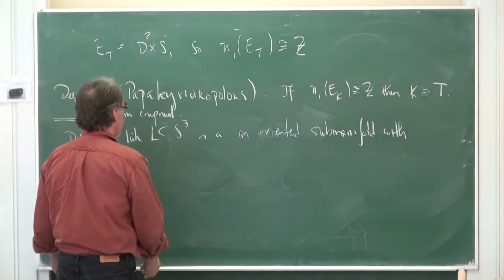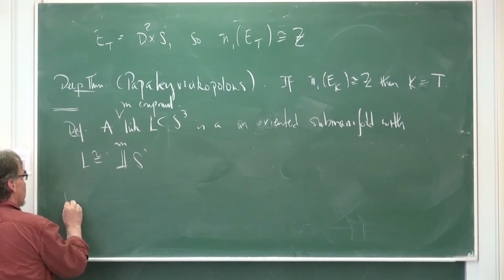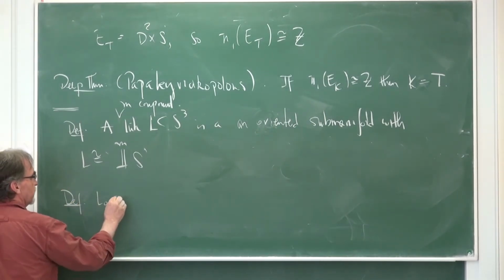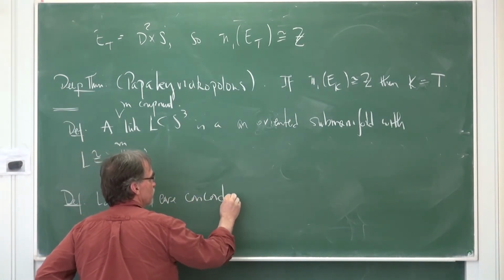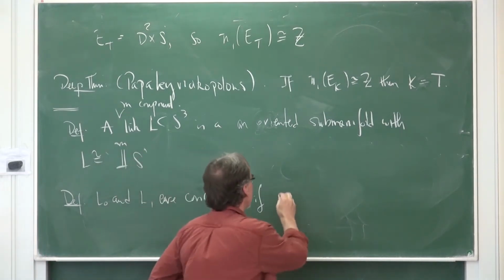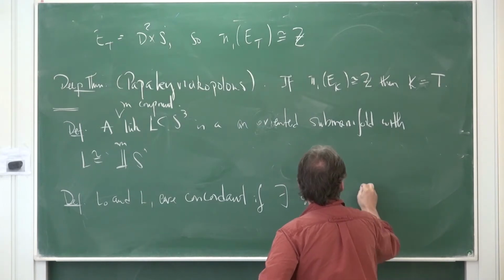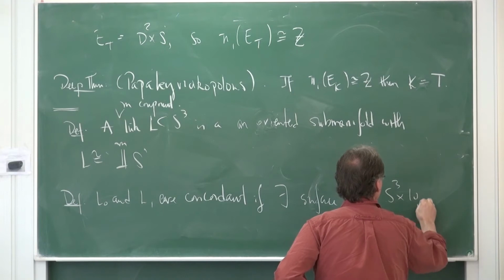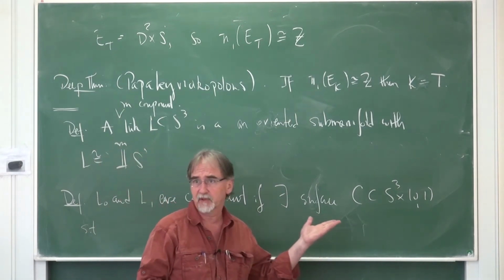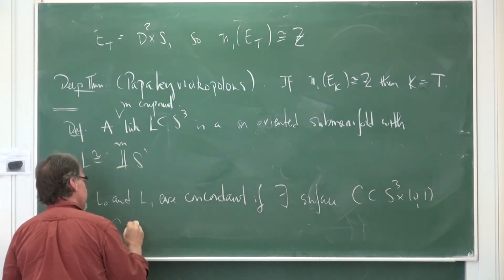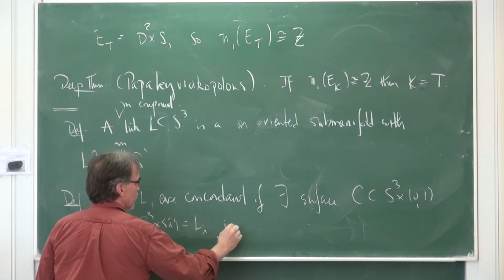And I'm going to be particularly interested in the notion of concordance, which is a very central and old notion going back to Fox and Milnor. L0 and L1 are concordant if there exists some surface C in S3 cross I, and we'll assume that it's smooth for this discussion, such that C intersect S3 cross i equals Li, for i equals 0 and 1.